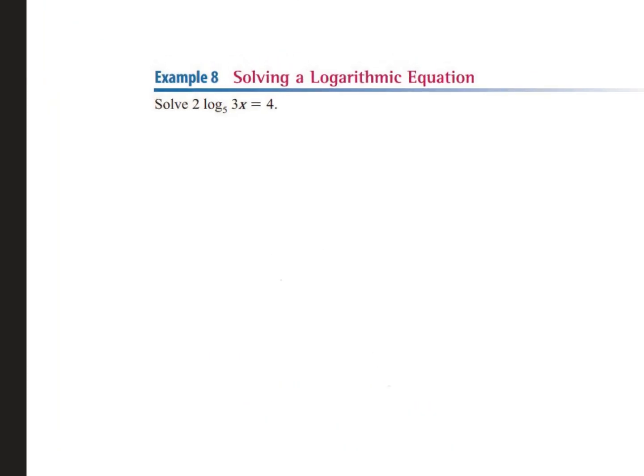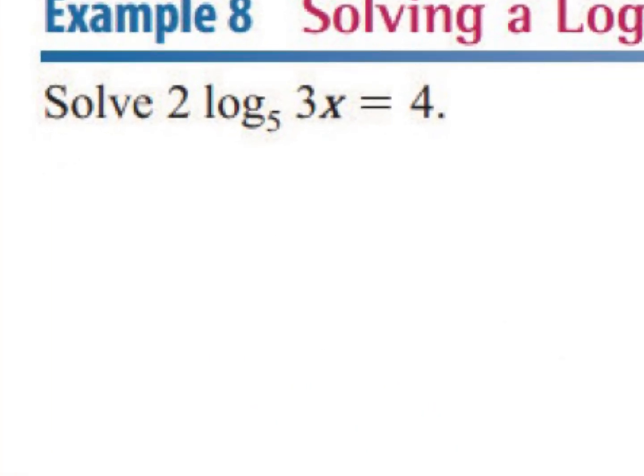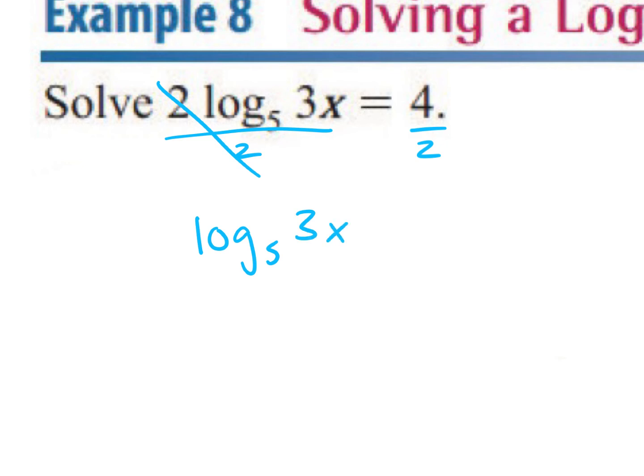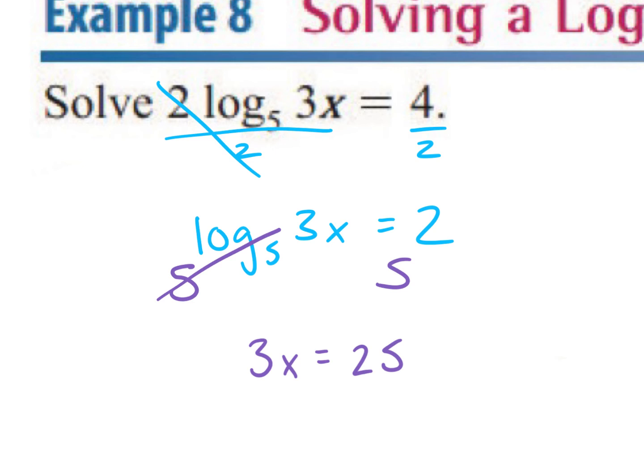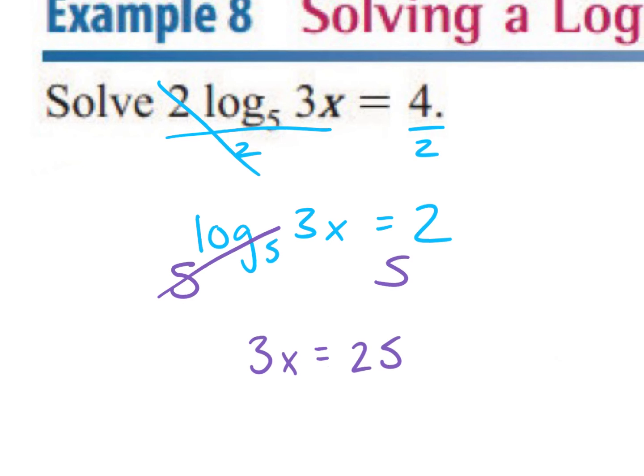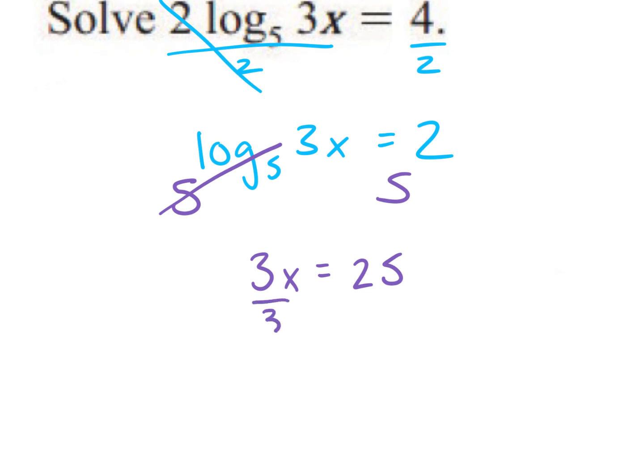All right, let's look at example 8. How can I solve for x? Divide by 2, perfect, because we want to get that log all by itself first. So then I have log base 5 of 3x is equal to 2. Now what can I do? Make the big base 5. So 5 to the power of log base 5 cancels. So 3x is equal to 5 squared, which is 25. And then what's the last step? Divide by 3. So x is equal to 8.33.